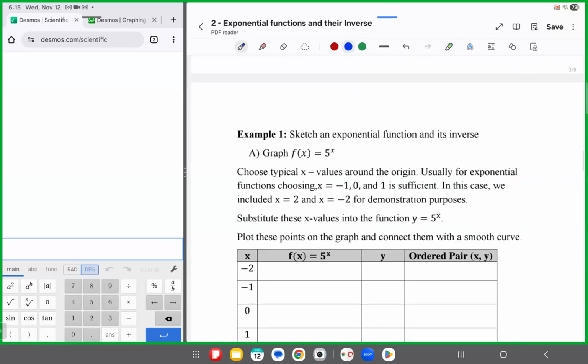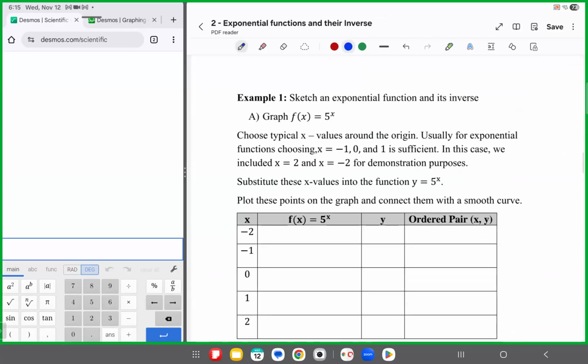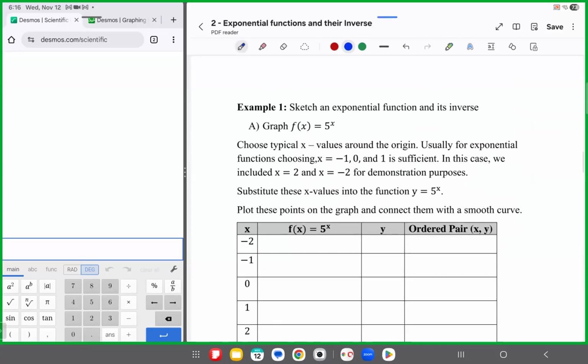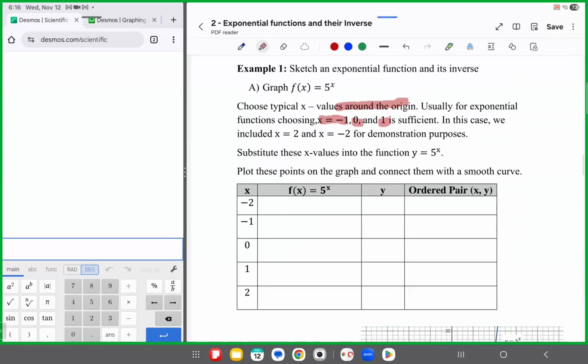Okay? And so for example 1, we're going to sketch an exponential function and its inverse. And so this is broken up into several steps, over a couple of pages, but we'll go through this now. So we're going to graph f of x is equal to 5 to the power of x. And so to do this, we choose typical x values around the origin. Usually for exponential functions, we want to choose x is equal to -1, 0, and 1 is usually okay. But for us, we're going to include the 2 and -2 just so that way we get a very clear picture. Okay? So we're going to substitute these values into the function and go ahead and evaluate them.